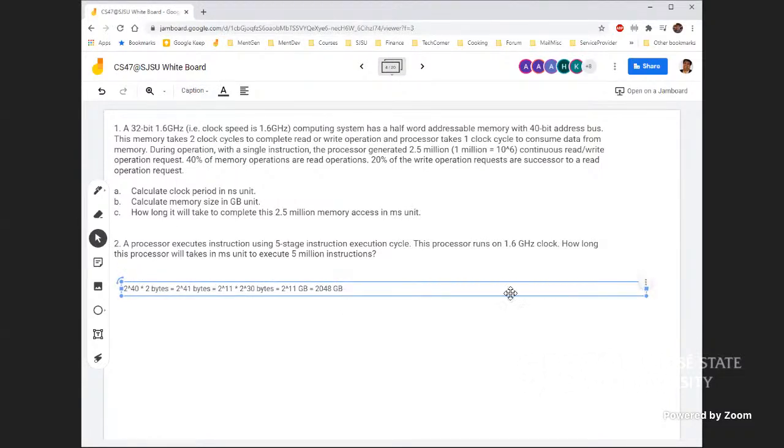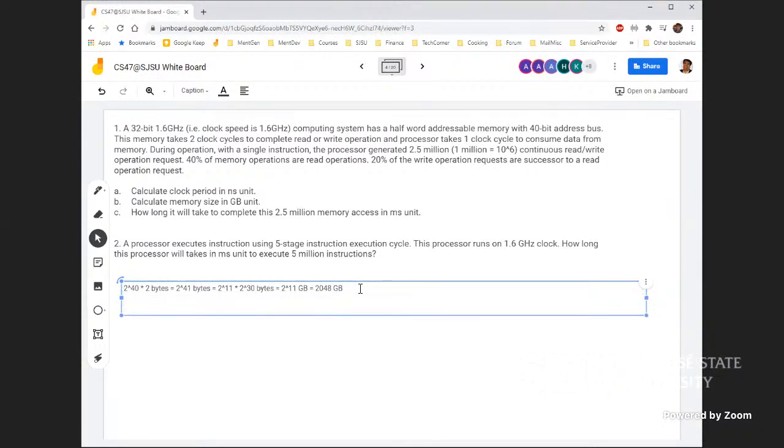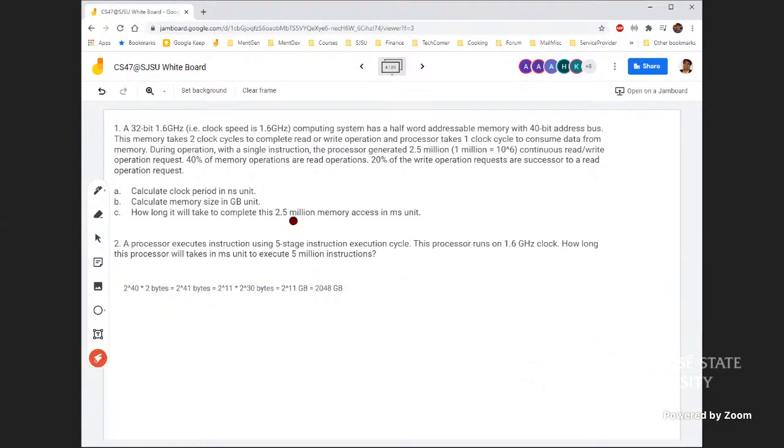Professor, just to clarify, we multiplied 2 to the 40 times 2 because the memory takes 2 clock cycles, right? Oh, no, we are talking about the size. So it is all coming from this half-word addressable memory. The concept is something like this: let's say each address contains a certain number of bits. In this case, each address is 2 bytes.